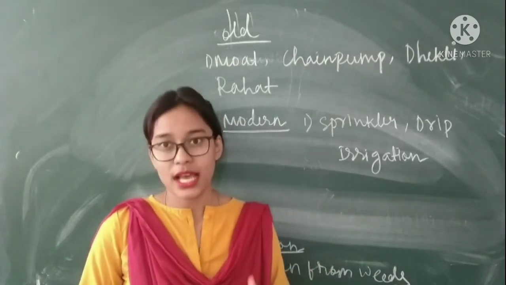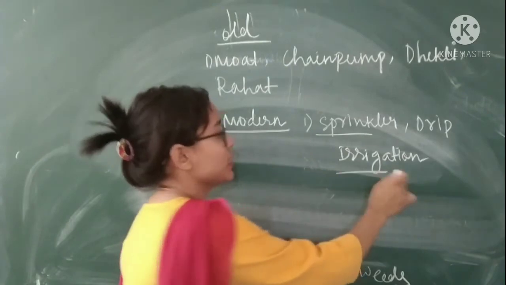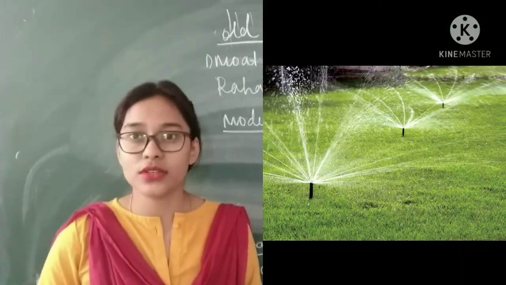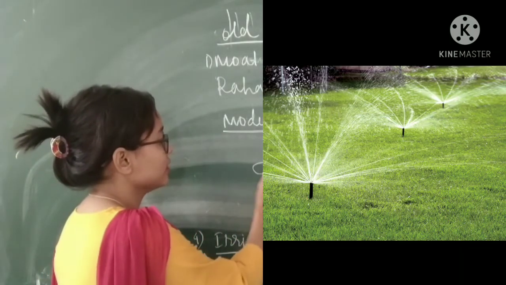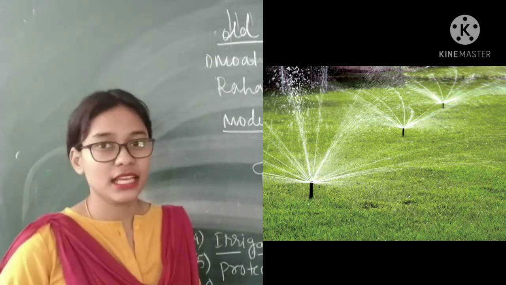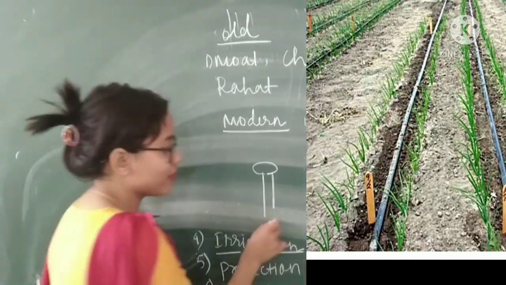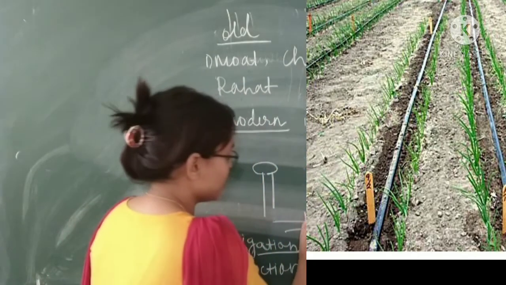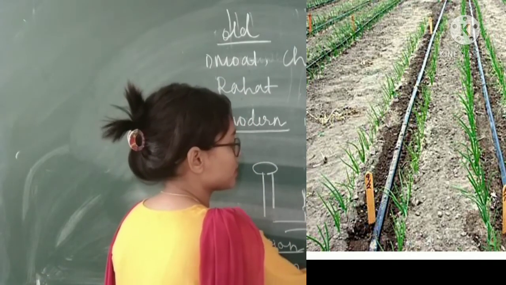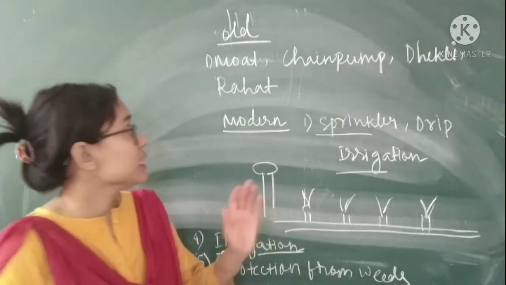So, what happened now? As the technology is improving, new systems like the sprinkler system and drip irrigation came. Now how does this sprinkler system distribute water? You see, a tap is there. The water will sprinkle to all the nearby crops. Is it clear? You can see in the diagram. Now the next one is drip irrigation. Drip irrigation means there will be a long pipe and small pipes are connected to the roots of the crops. You can see in the diagram. So these are all about irrigation.